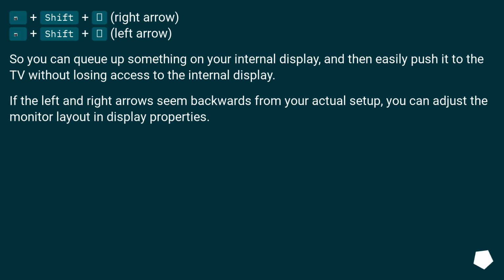Windows plus Shift plus right arrow. Windows plus Shift plus left arrow. So you can queue up something on your internal display, and then easily push it to the TV without losing access to the internal display. If the left and right arrows seem backwards from your actual setup, you can adjust the monitor layout in Display Properties.